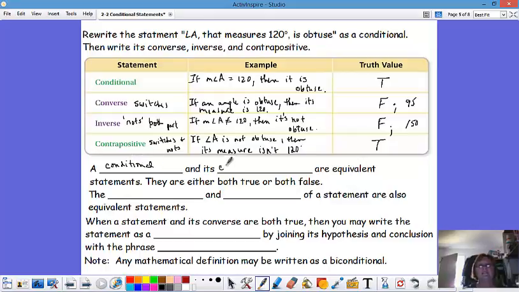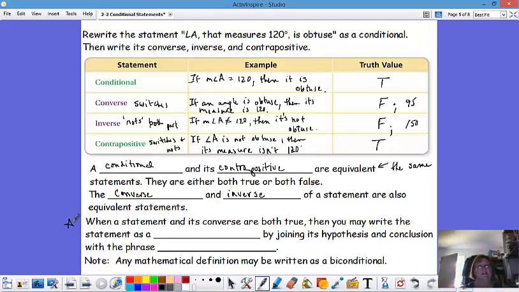And here comes, just so that we have this in our notes for sure, a conditional and its contrapositive are equivalent. Equivalent is a word that means equal, or they're the same. They are either both true or both false. Okay, whichever, they could be either one, but they both got to be the same. It's also true that the converse and inverse are equivalent statements. They also have to have the same truth values, both either true or both false.